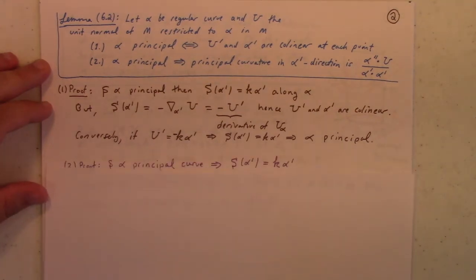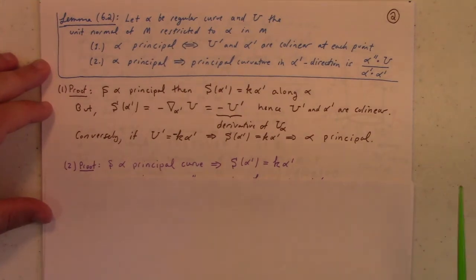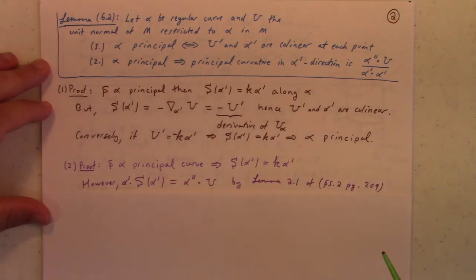All right. Proof of two: if you have a principal curve, that implies that the shape operator of alpha prime is equal to k alpha prime by what we just did. However, we also know that the velocity dot the shape operator in the velocity direction is equal to the acceleration dot the unit normal. That's from section 5.2 of the previous lecture.